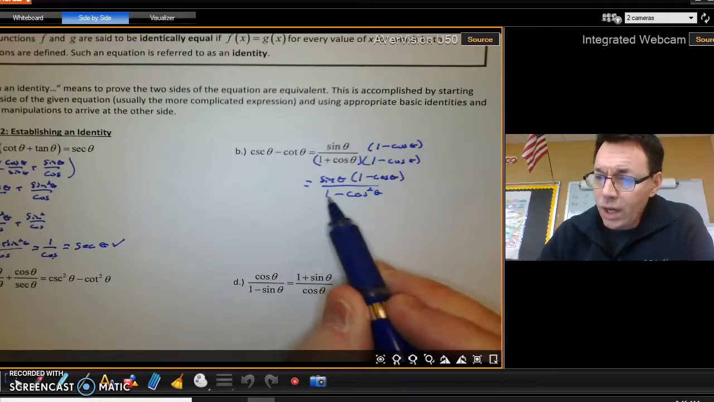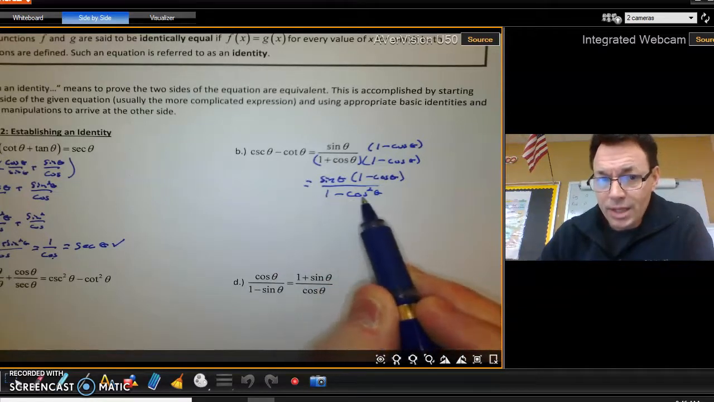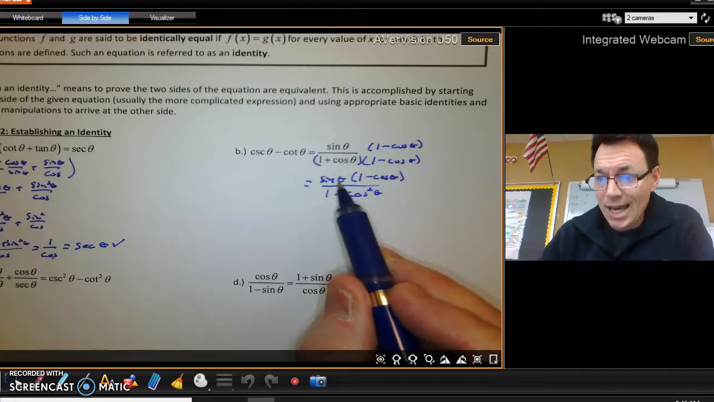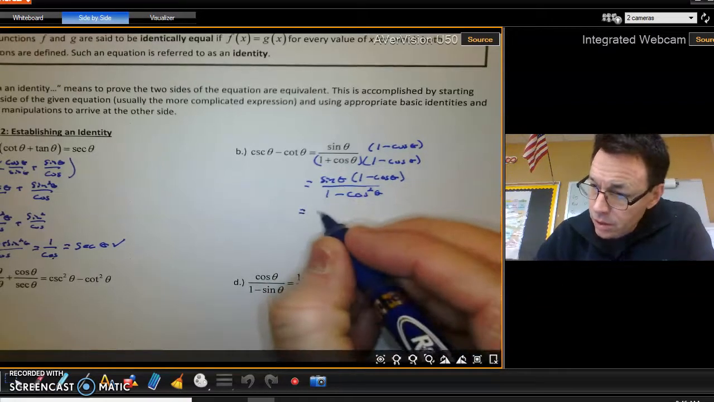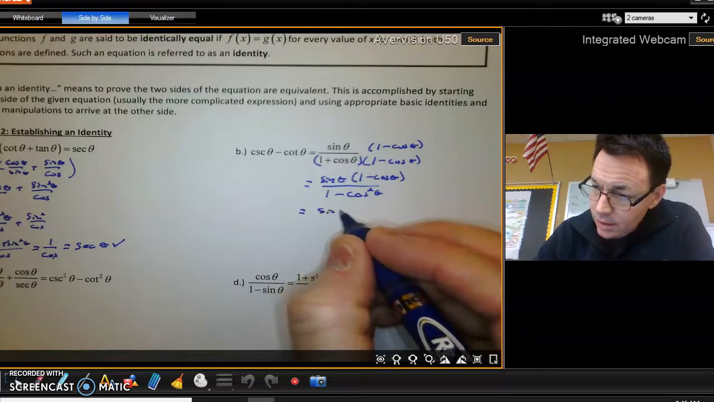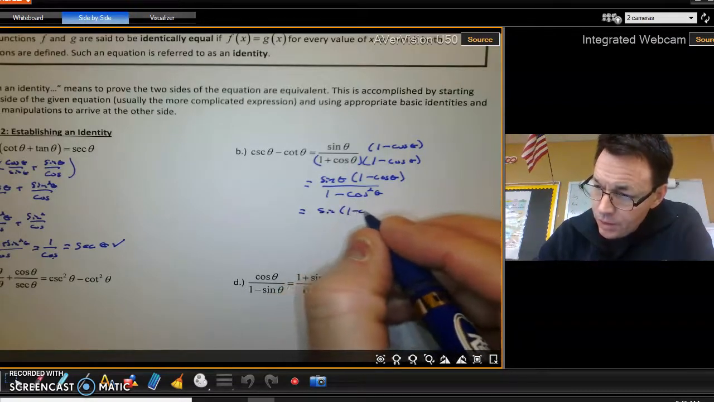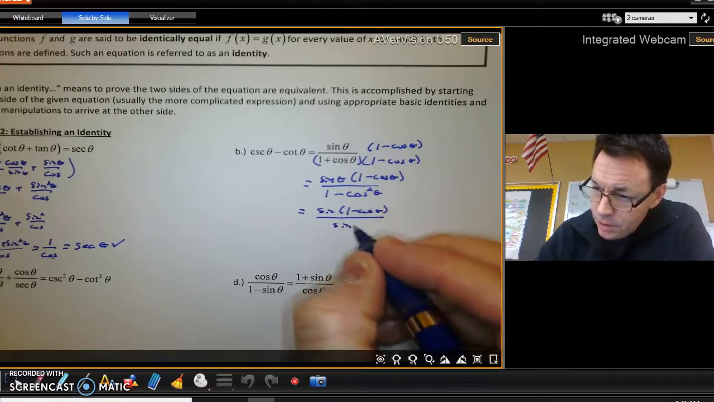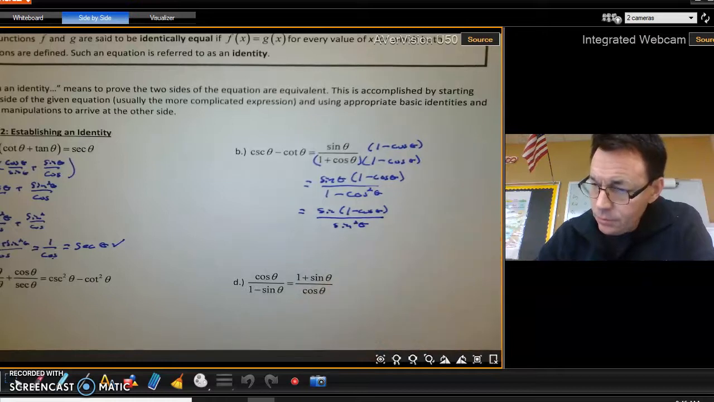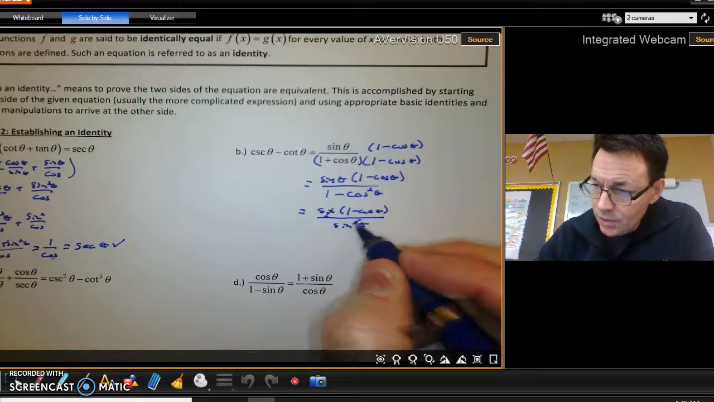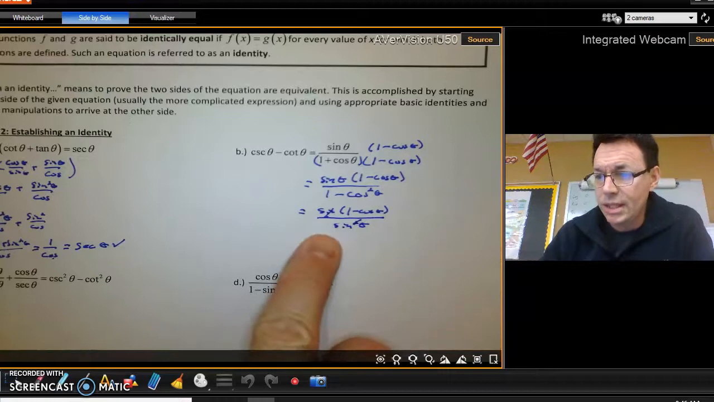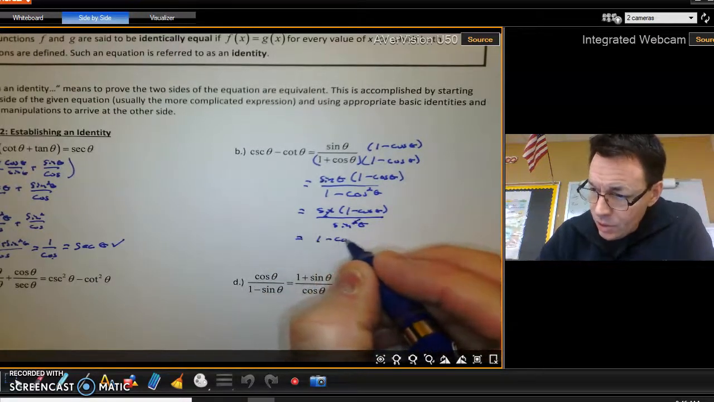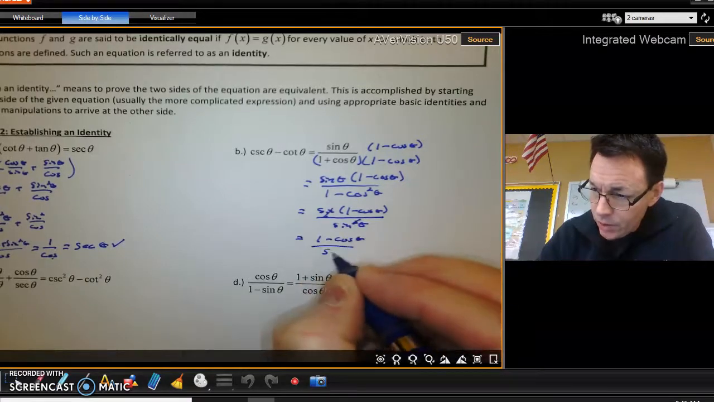Now, 1 minus cosine squared is a Pythagorean identity. It's equal to sine squared. So maybe you're going to see why I left that sine out. So, sine, and then 1 minus cosine squared over sine squared. Now, that sine is going to cancel one of those, so there's still a sine down there. So we have 1 minus cosine squared over sine.